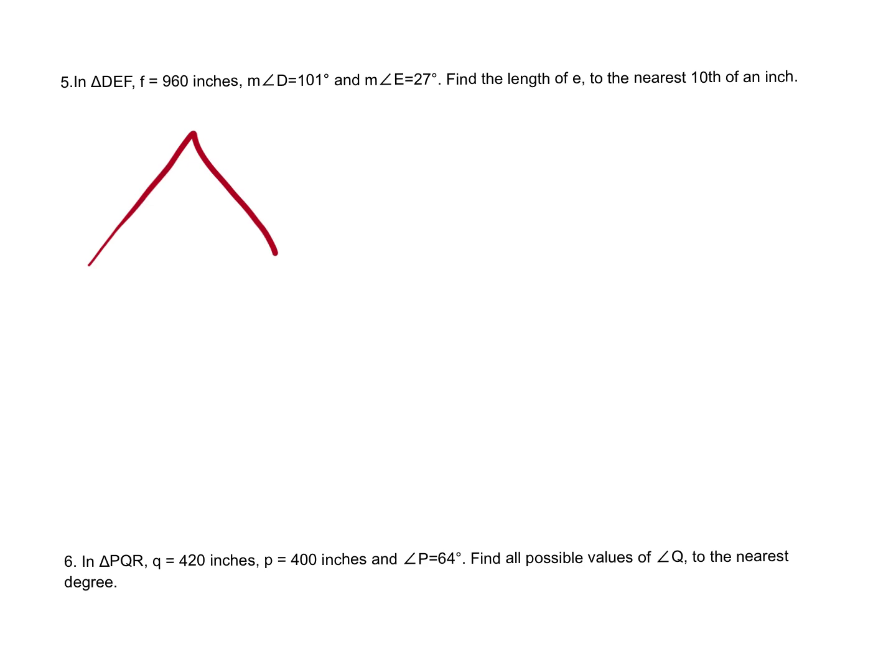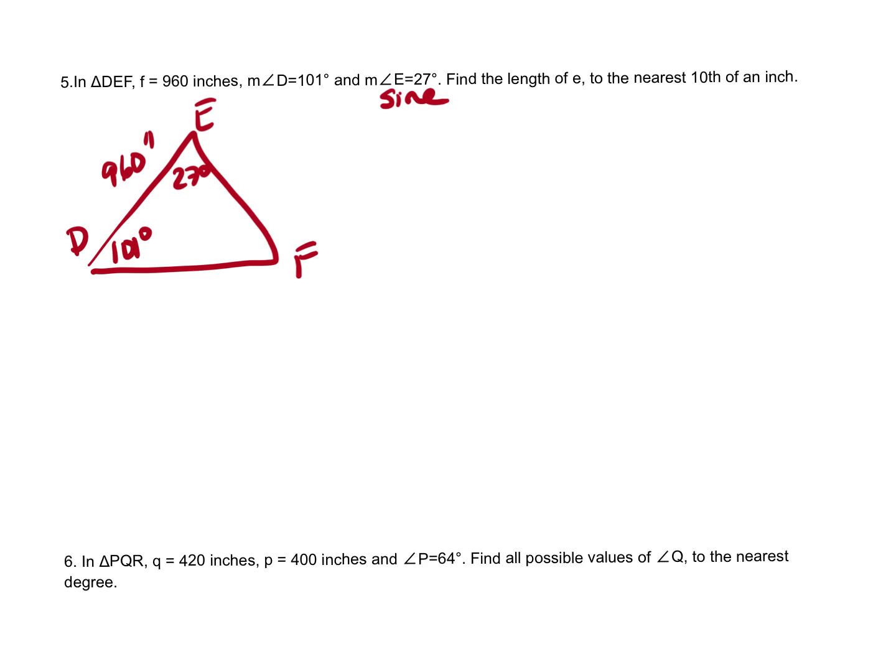So I'll draw the triangle again. We have DEF. So little f is 960 inches. Angle D is 101 degrees, so it's definitely not to scale. And then E is 27. So right away I know this is law of sines, because anytime you're given two angles, it's law of sines.